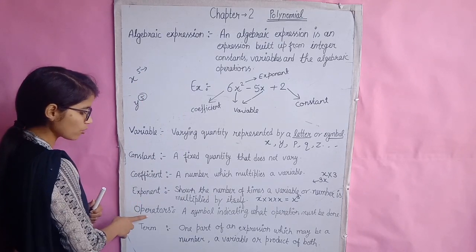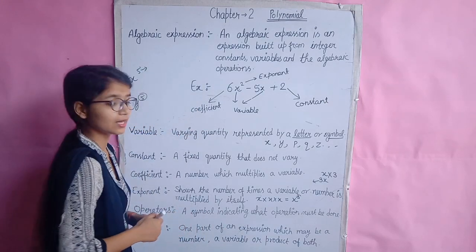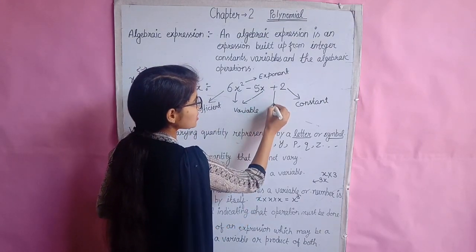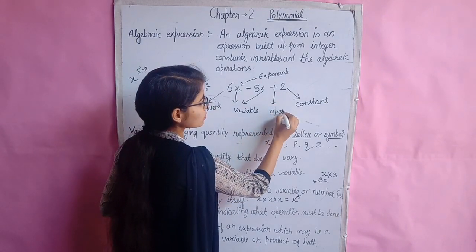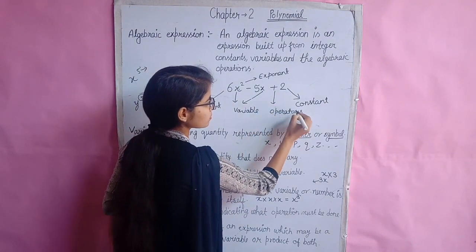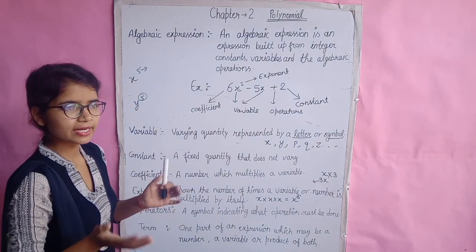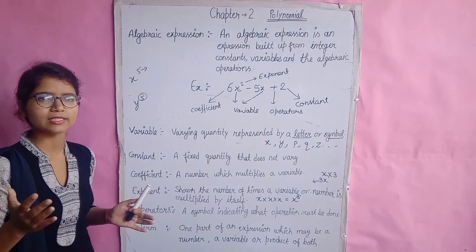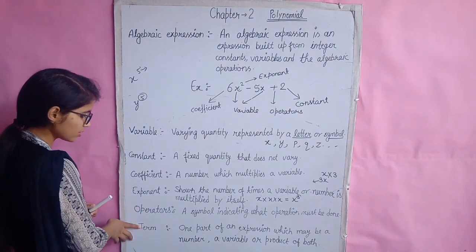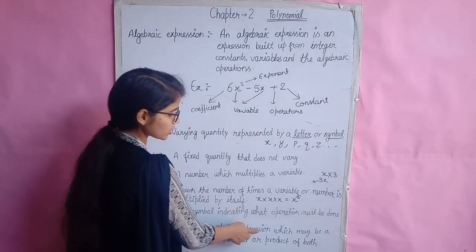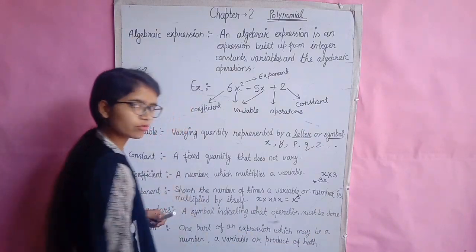Clear? Next, operators. A symbol indicating what operations must be done. Here plus and this minus are known as operators. Clear? Plus, minus, multiply, divide. It means the signs of plus, minus, multiply and divide are known as operators. Clear?